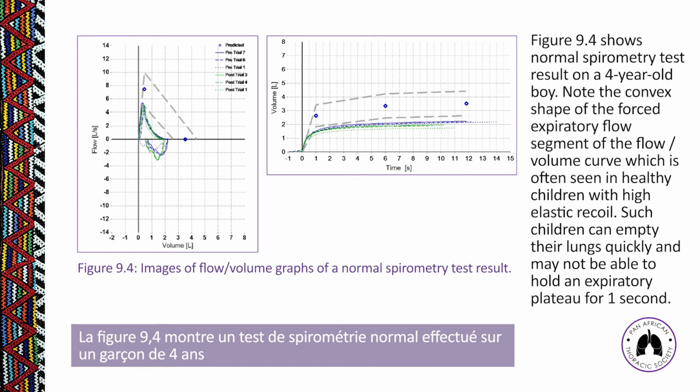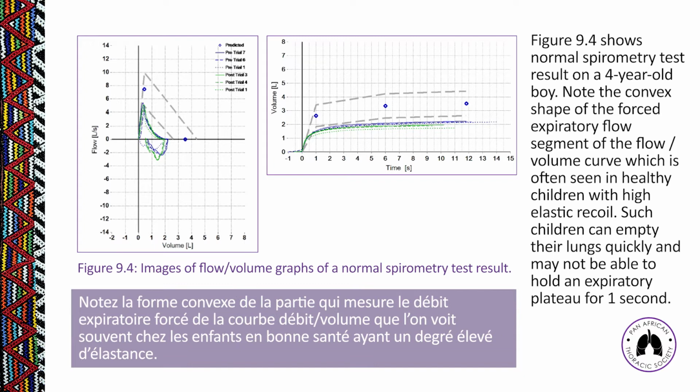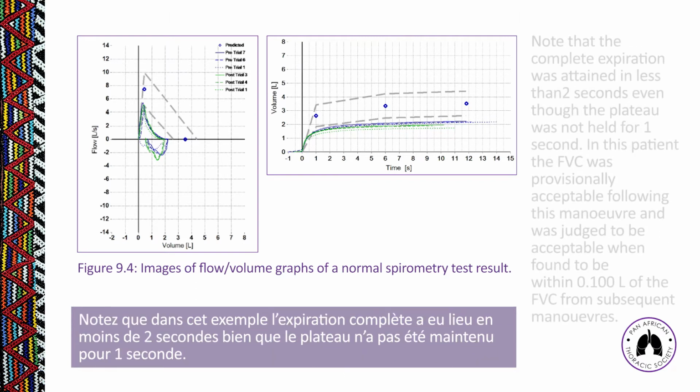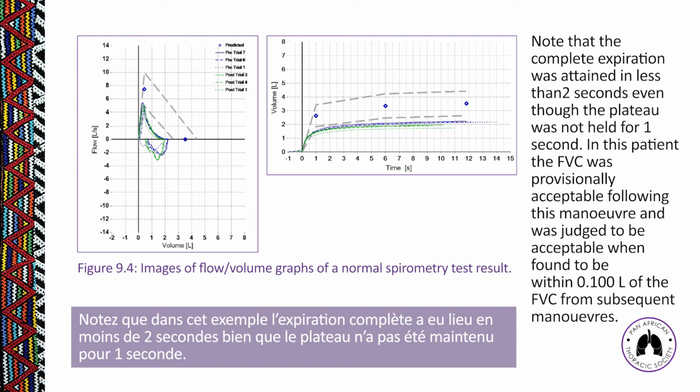Figure 9.4 shows a normal spirometry test conducted on a 4-year-old boy. Note the convex shape of the forced expiratory flow segment of the flow volume curve, which is often seen in healthy children with high elastic recoil. Such children can empty their lungs quickly and may not be able to hold an expiratory plateau for 1 second. Note that the complete expiration was attained in this instance in less than 2 seconds, even though the plateau was not held for 1 second.